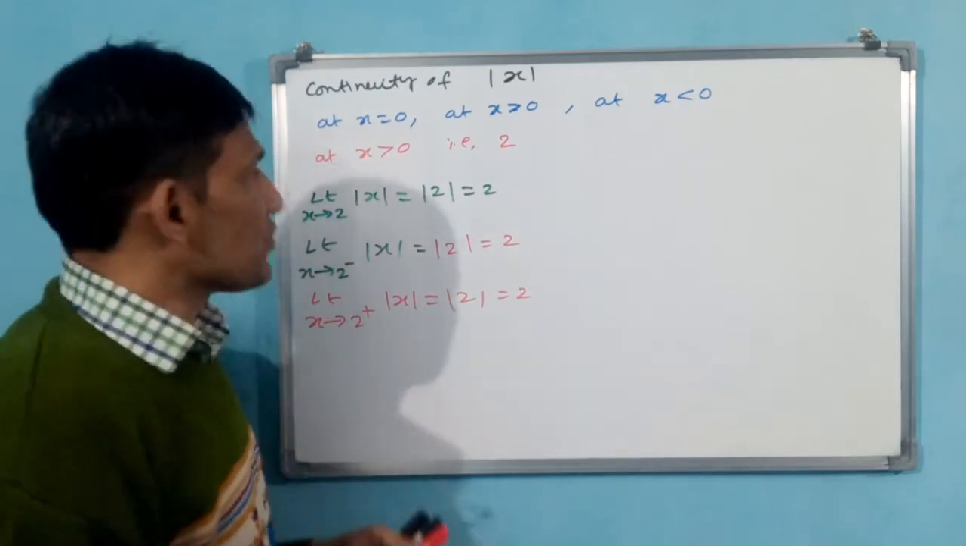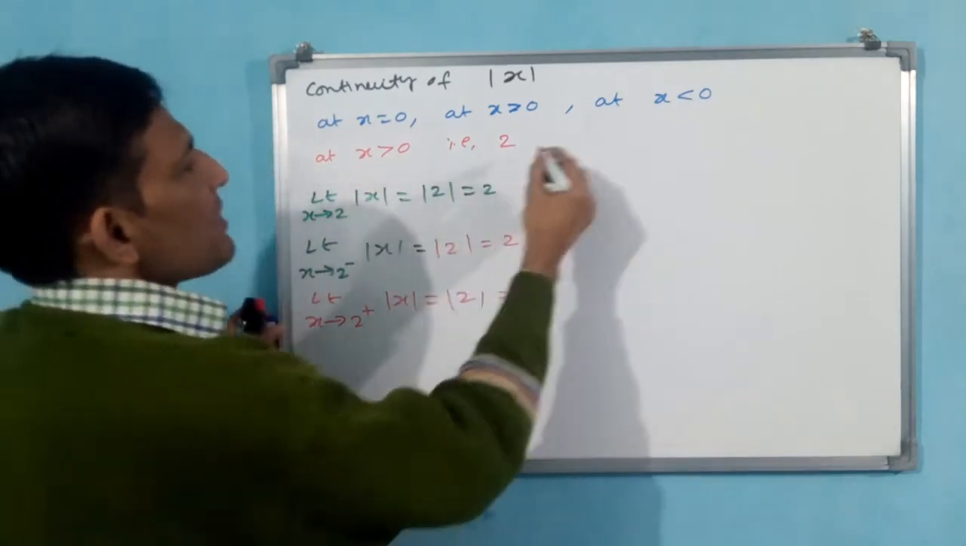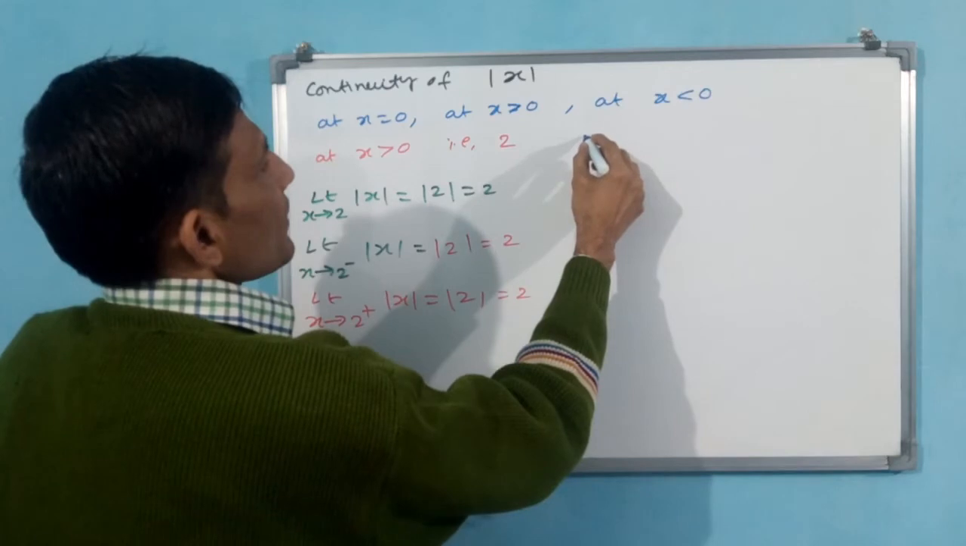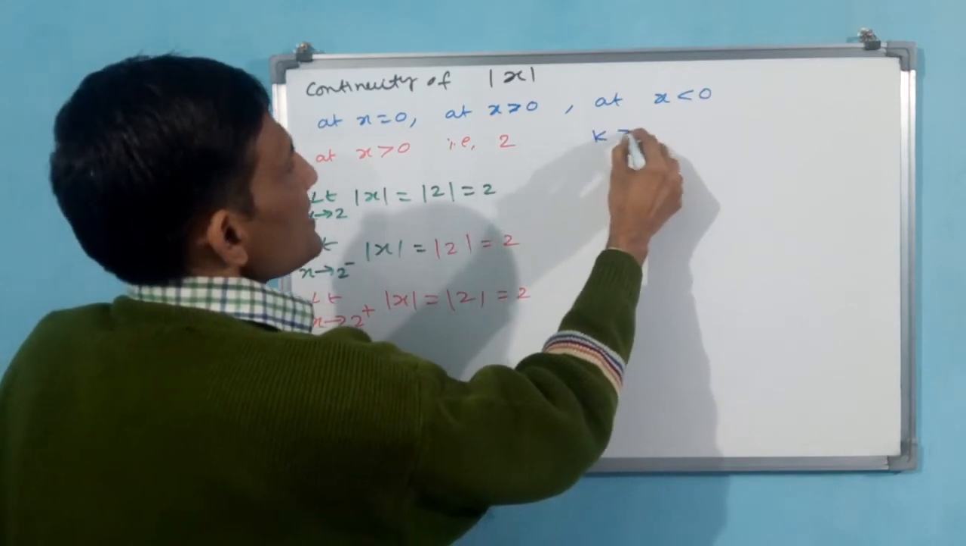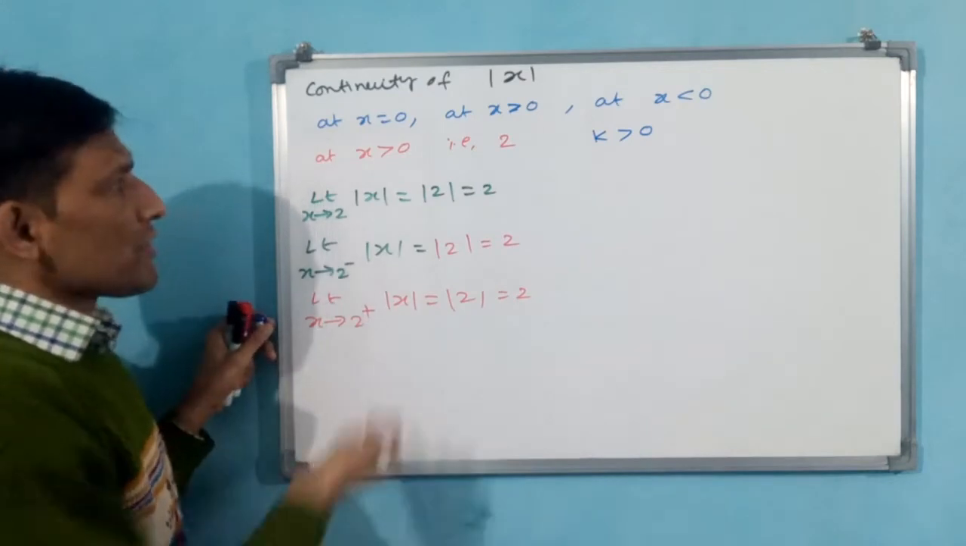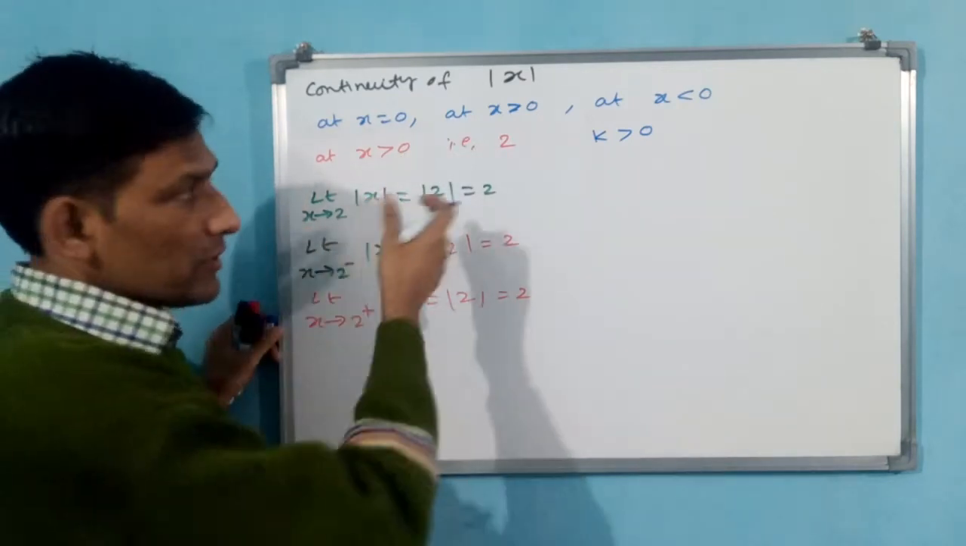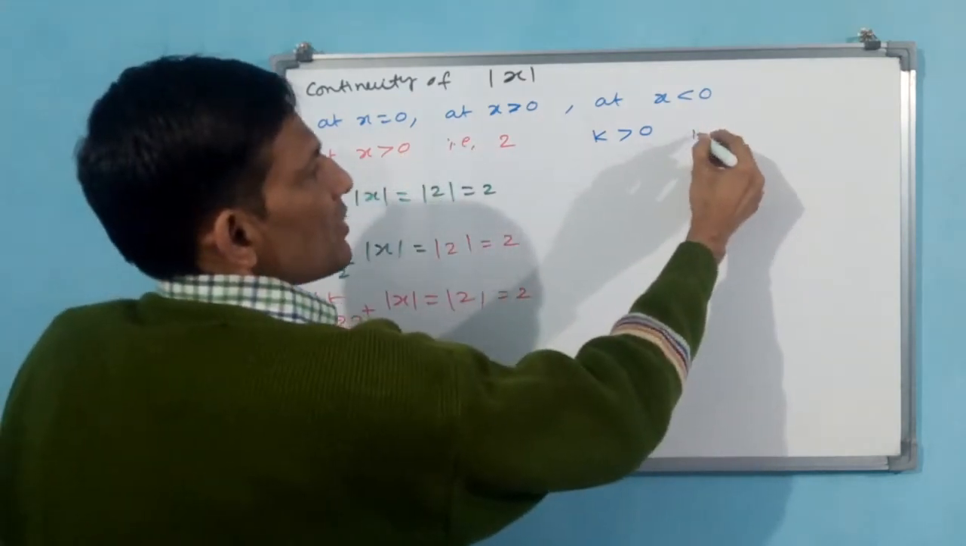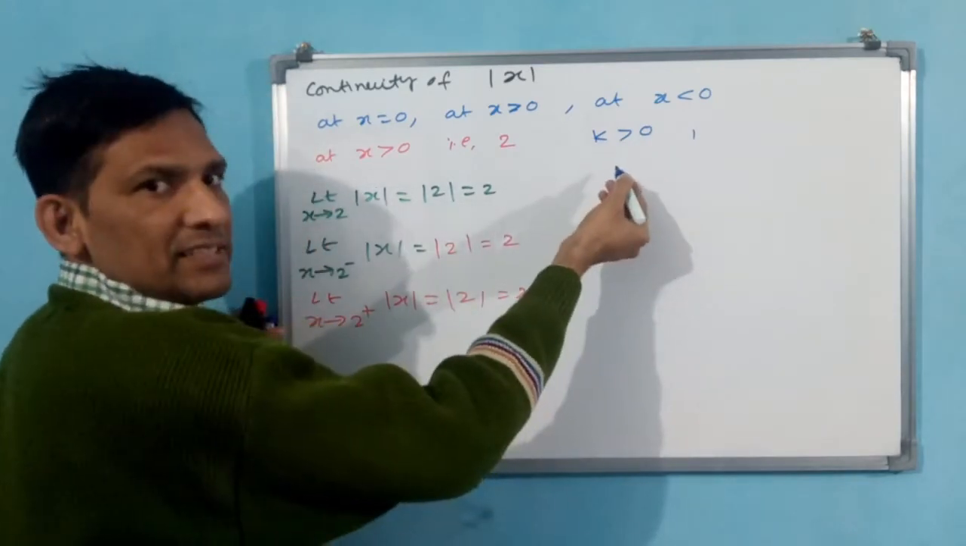Okay, now what I am going to do, rather than 2, I am taking k is greater than 0. In general, I have to take k. Why? Because I cannot take 2. Okay, k. K is a positive number. K is a positive number. By seeing this itself, we can say.